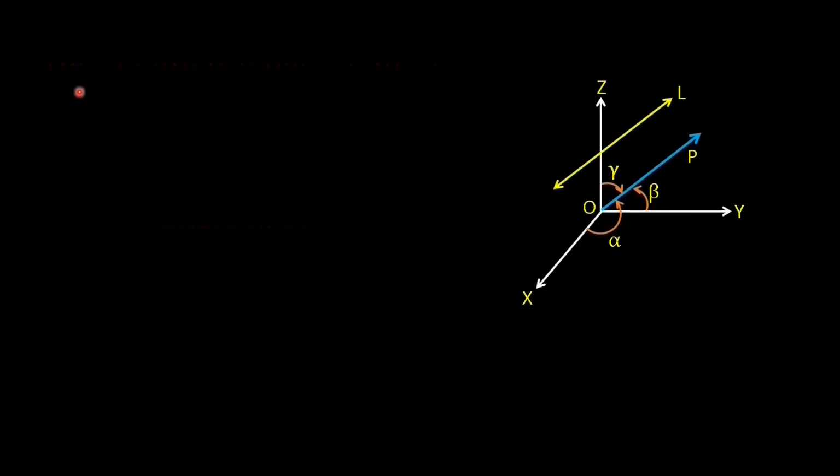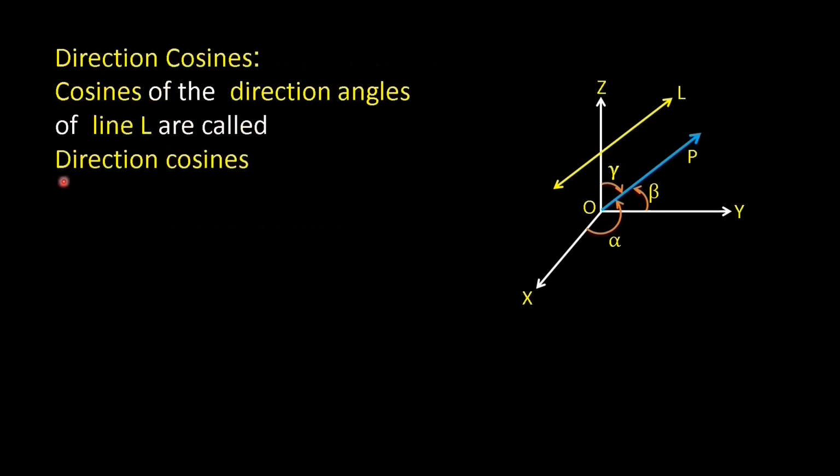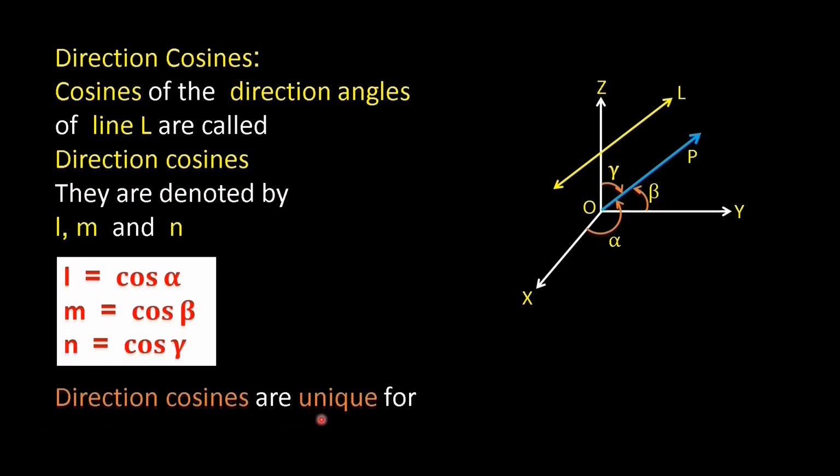Next is direction cosines. Cosines of the direction angles of a line L are called direction cosines. They are denoted by letters l, m, and n. So l equals cos alpha, m equals cos beta, and n equals cos gamma. The direction cosines are unique for a given line in space. For this line L, its direction cosines will be unique.